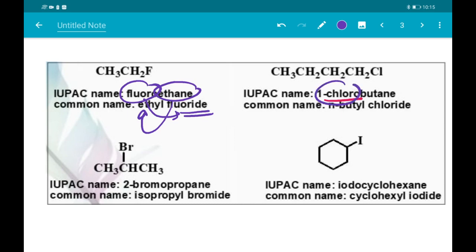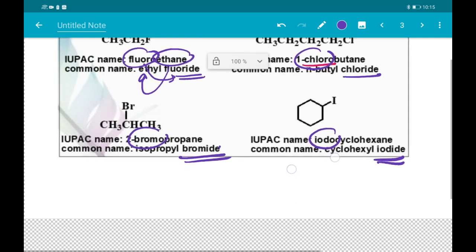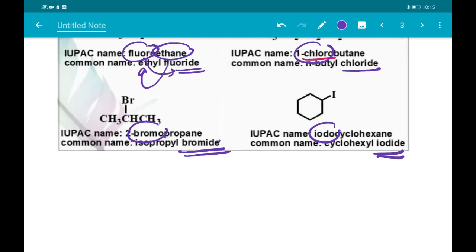The chloro will become chloride. The bromo will become bromide, and finally the iodo will become iodide. Again, I would like to remind that for our discussion, we are prioritizing the IUPAC system. However, the knowledge of the common system is also essential.